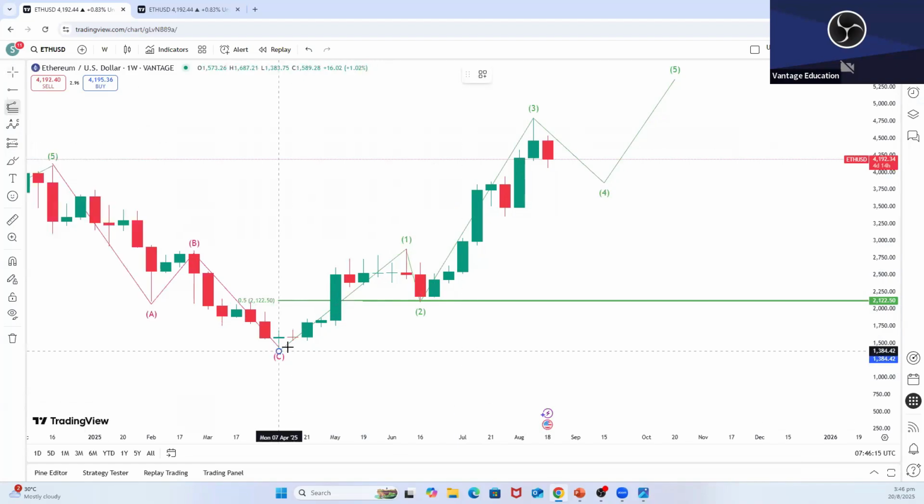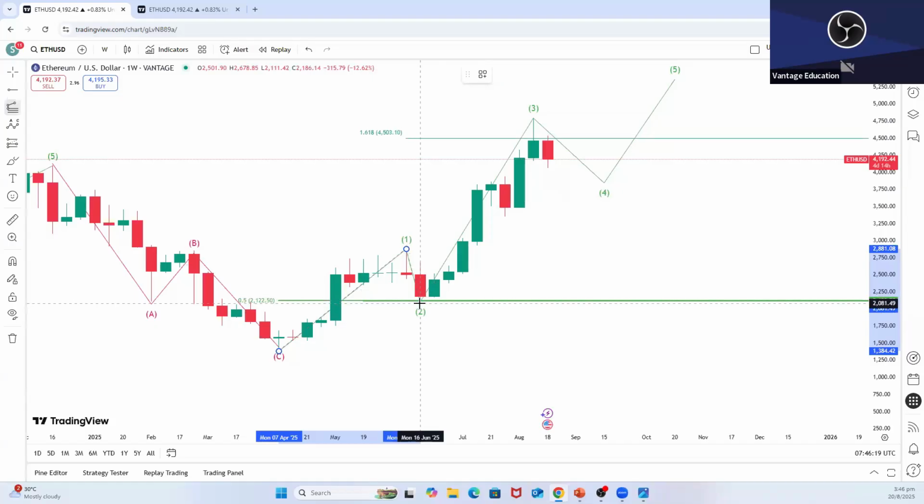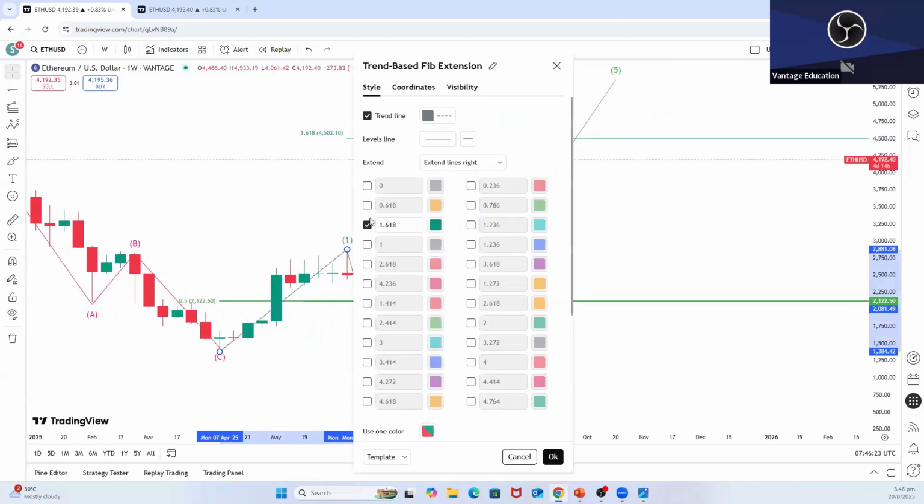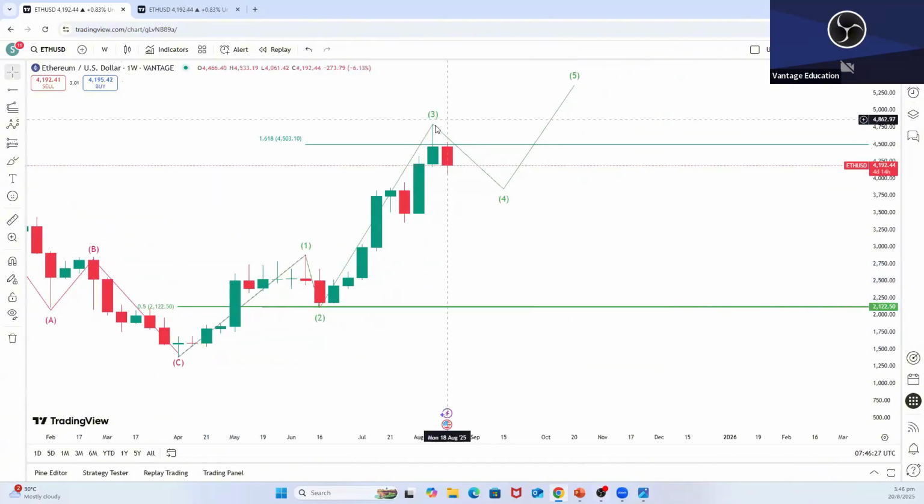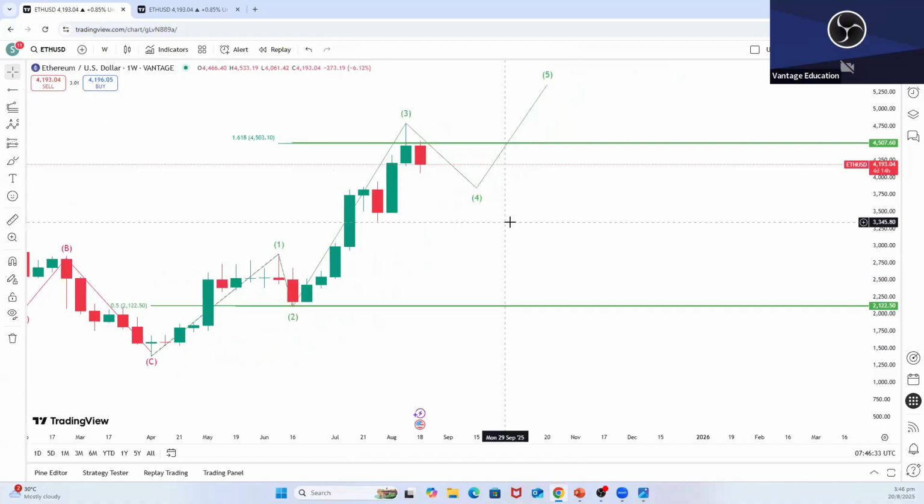I need the start of wave 1, the end of wave 1, and the start of wave 2. Sorry, the end of wave 2. And then I can choose what levels I want, and I chose 161.8. You can see how price, wave 3, ended nicely at the 161.8%.